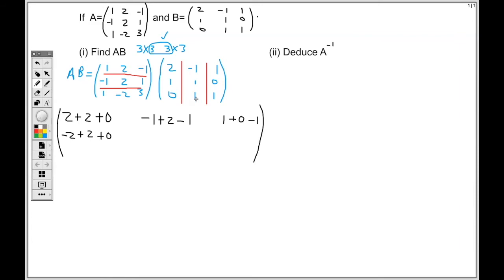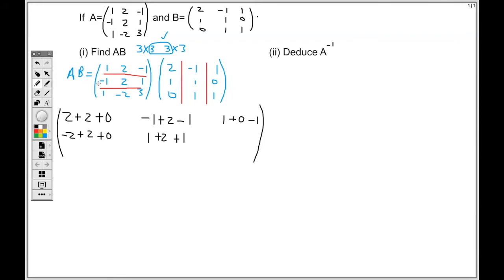Second row by the second column. So negative 1 times negative 1, that's positive 1. 2 times 1, that's 2. And then 1 times 1, that's 1. I repeat. Second row by the first column, negative 1 times 2, that's minus 2, 2 times 1, that's 2, and 1 times 0, that's 0. Second row times the second column, so I have negative 1 times negative 1, that's positive 1, 2 times 1, that's 2, and 1 times 1, that's 1.